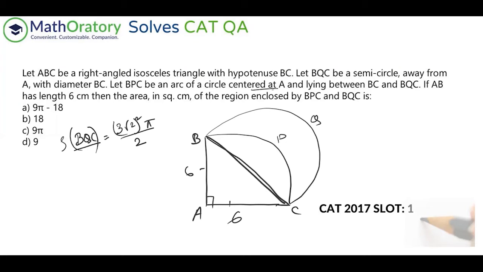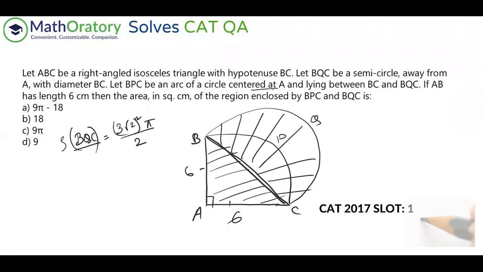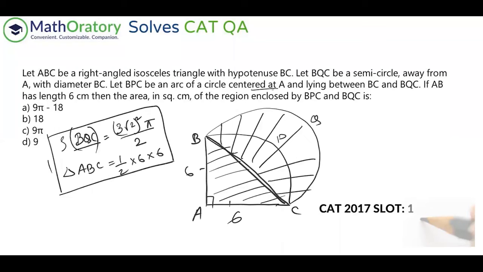Now, once I've done that, I've included this entire area, right? Now, I can utilize the area of the quadrant, but for that, I need to include the area of this triangle also. This triangle is right angled, so the area of triangle ABC is simply half into 6 into 6, right? If I add these two, I get the entire area.